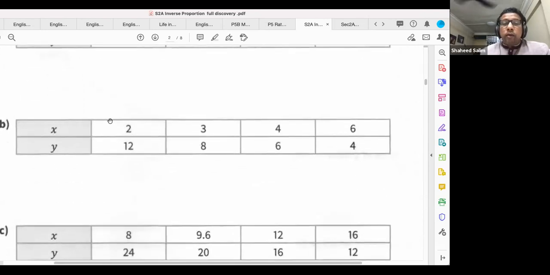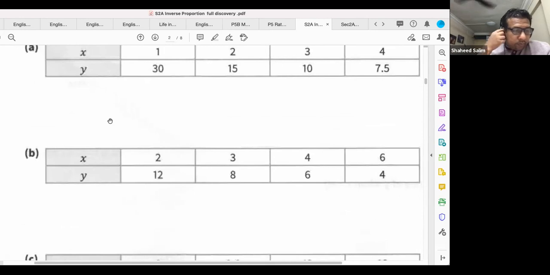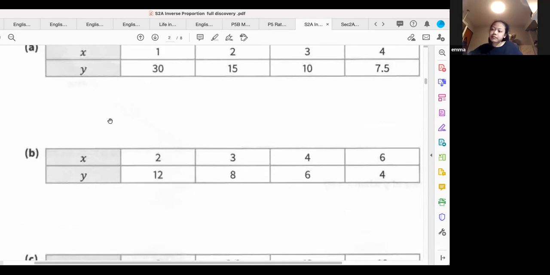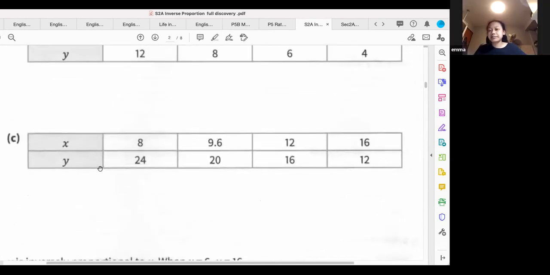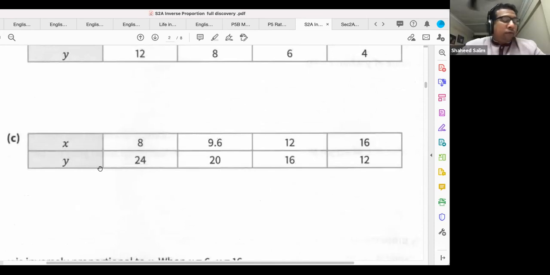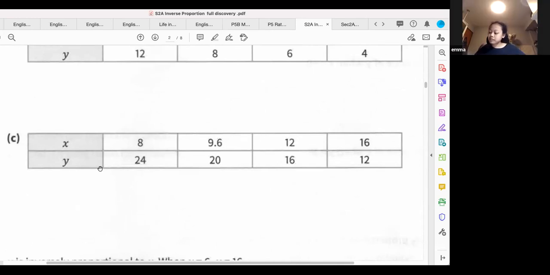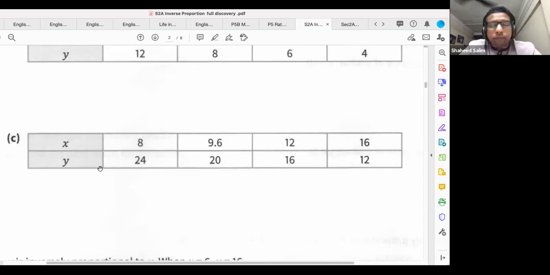So now, can you try this one? Okay, what's the value for K? 24. Okay, the third one. You must make sure all have the same value. Sometimes one might be different. Once one is different, it's not. What's your value for K? 192. Okay, great.